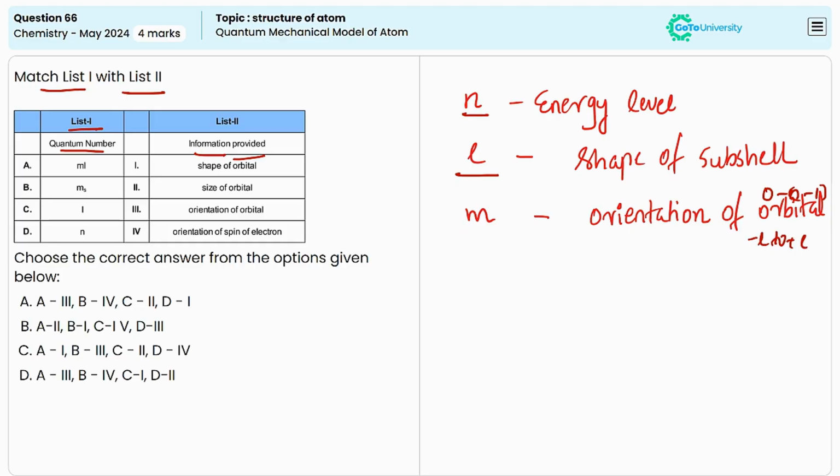The fourth one is the spin quantum number. It denotes the spin of electrons present inside the subshell or orbital and it has the values either plus half or minus half. It means the two electrons in an orbital will spin opposite to each other. So from these options, we could see that option D is the correct one.